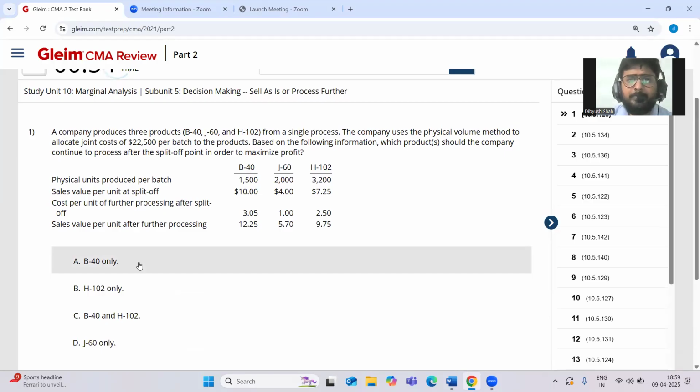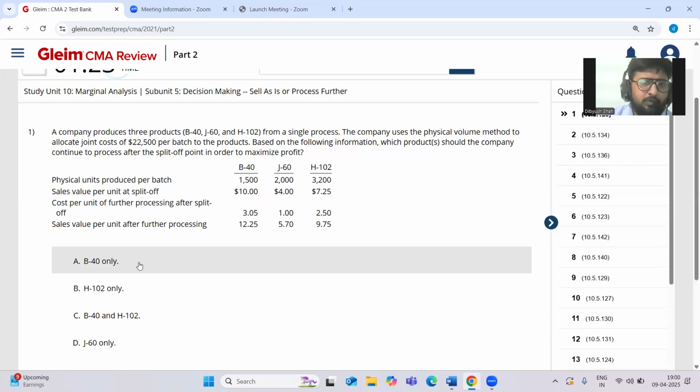Just giving you a rewind, I will also post the link to the video on sale value or profit in the comment section: the decision of whether to sell or process further is based on incremental profit, which is always incremental revenue minus incremental cost.